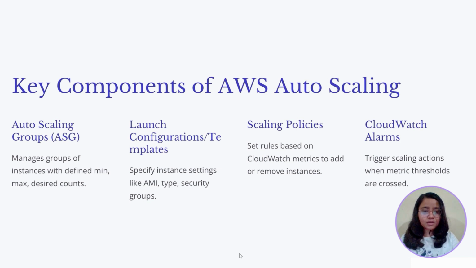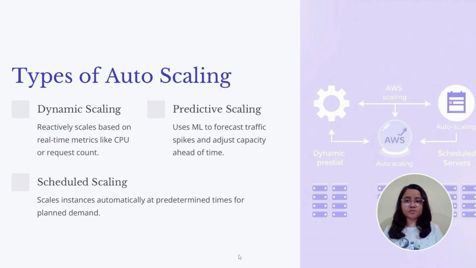If any of these states go above or below certain limits, CloudWatch can send a signal to auto scaling to adjust the number of instances. These are the building blocks of auto scaling, and now we are going to talk about the different types of scaling. There are 3 types of auto scaling.